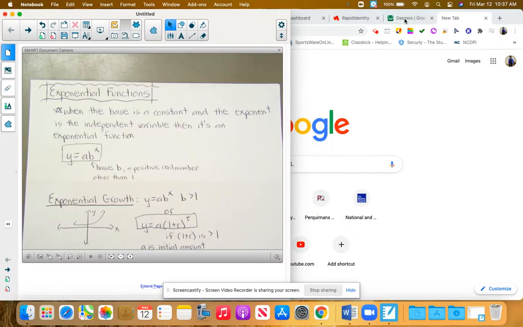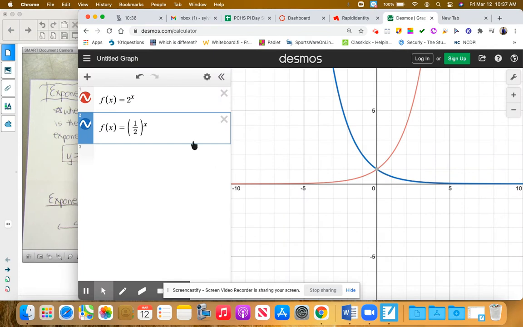So I've already graphed some graphs in Desmos. So here are some functions. The one in the red is exponential growth, and the one in the blue is exponential decay. Keep in mind you read from left to right. So the one in the red is rising from left to right, so it's going up. And the one in the blue is going down from left to right. So again, the one in the red is exponential growth, it's rising, it's increasing. And the one in the blue is exponential decay, so it's falling and going down.